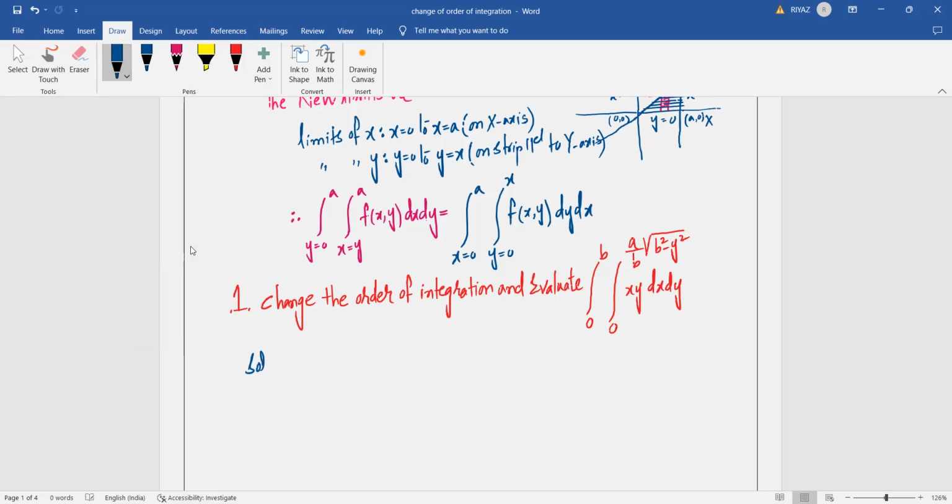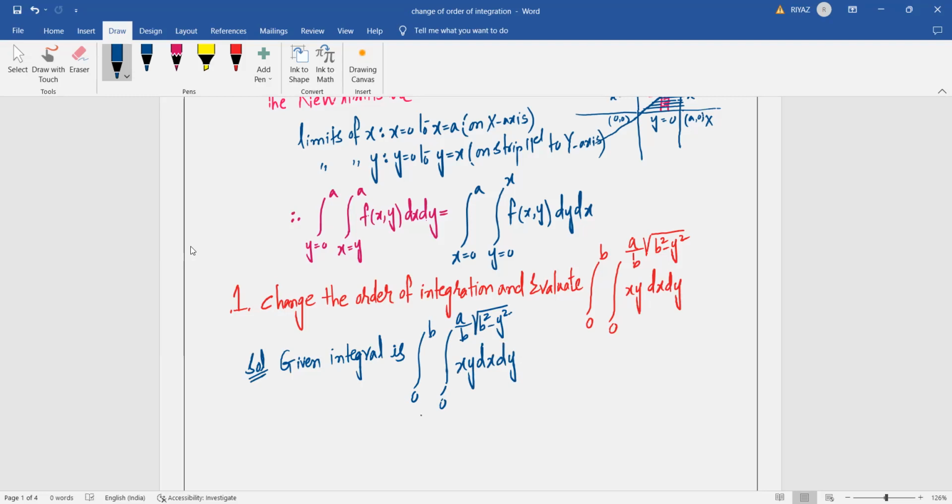Solution. Given integral is the integral from 0 to b, integral from 0 to a by b root of b square minus y square, of xy dx dy.